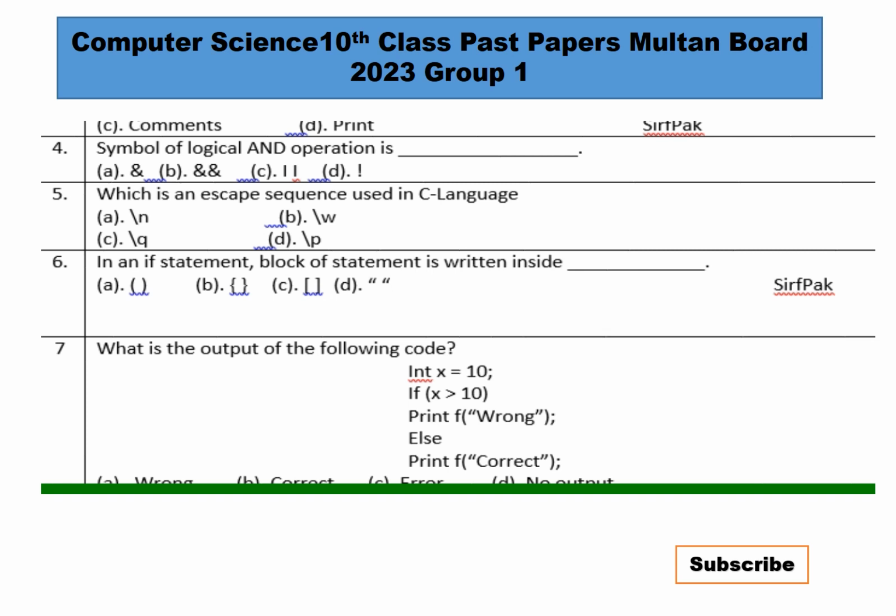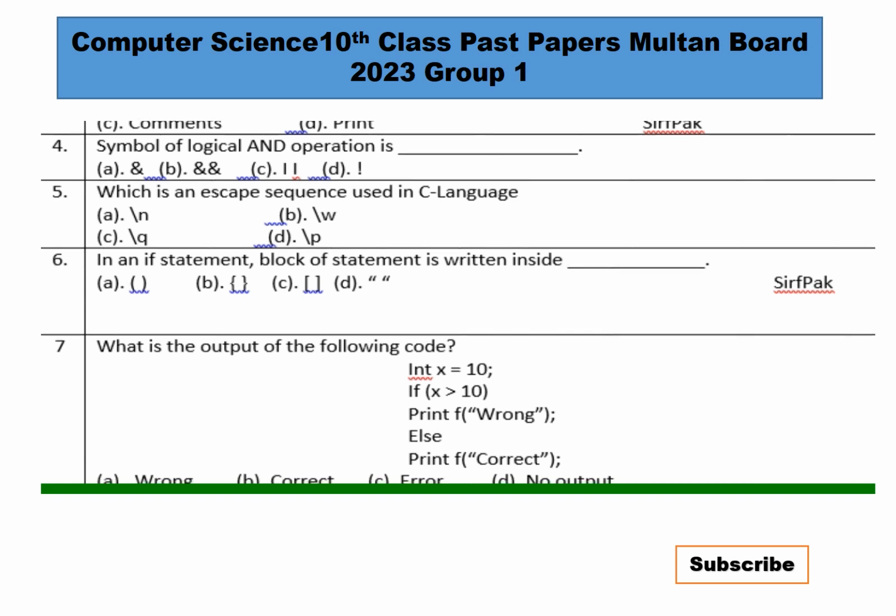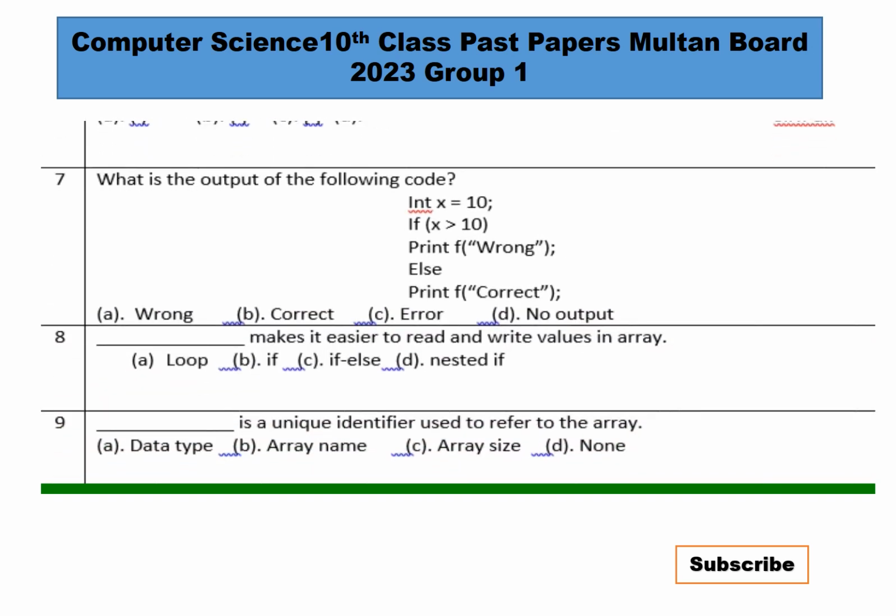What is the output of the following code? Wrong, correct, error, no output. So इसका जो output आएगा वो आएगा correct. Correct option यहाँ पे है B.